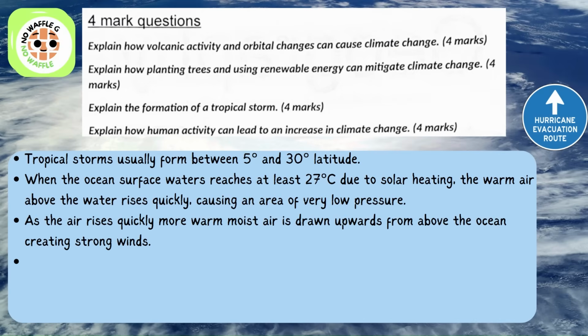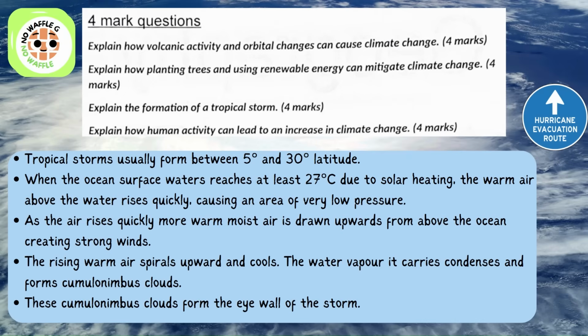As the air rises quickly, more warm, moist air is drawn upwards. It's like if you've studied in biology the transpiration stream. When water is going up a plant, it's pulling at it. So the same similar thing is happening here. Water is being drawn upwards above the ocean, creating very strong winds.